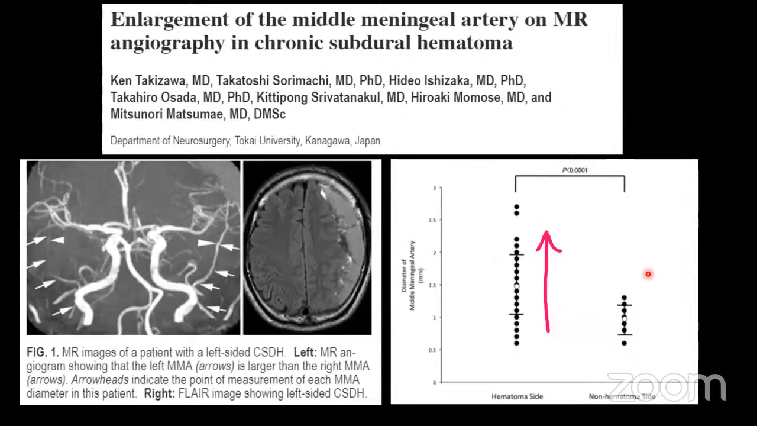So based on different studies, we can see that the average diameter of the middle meningeal artery is larger on the hematoma side when compared to the non-hematoma side.